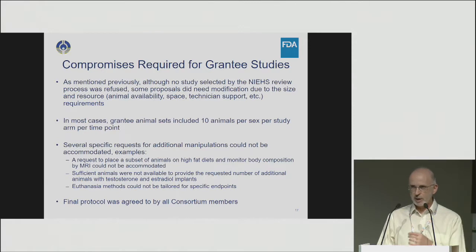And one of them was that we had to cut back on some dose groups for the investigator doing the prostate studies. We could not have the subset of animals implanted with testosterone and estradiol implants.